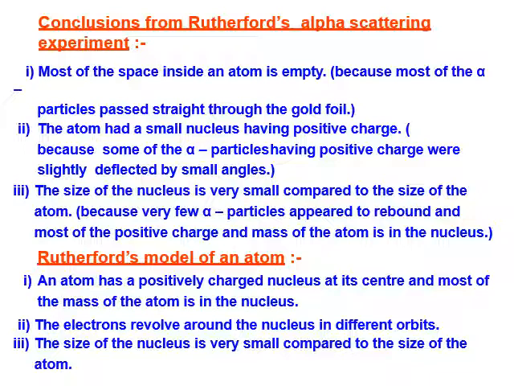So Rutherford's model of an atom is: an atom has a positively charged nucleus at its center, and most of the mass of the atom is in the nucleus. Second, the electrons revolve around the nucleus in different orbits. And third, the size of the nucleus is very small as compared to the size of the atom.